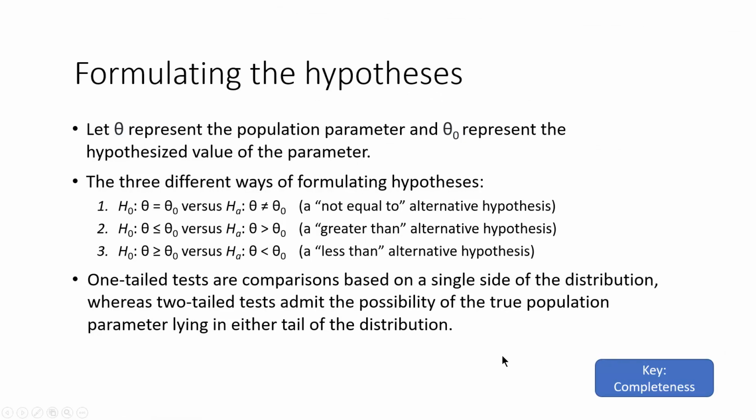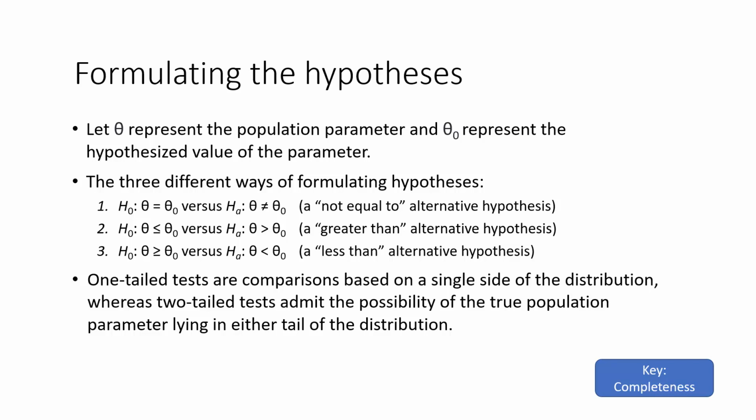Now I'm just going to use theta here to represent any old population parameter, and theta naught to represent the hypothesized value. When we get into the testing, we'll have mu for mean, sigma for standard deviation, and so forth. Right now, let's just use a generic theta. And we can specify hypotheses as 2-sided alternatives, which is number 1 here. So you have a not equal to in the null and a not equal to in the alternative. Or you can have 1-sided alternatives, as in the case of 2 and 3 listed here.